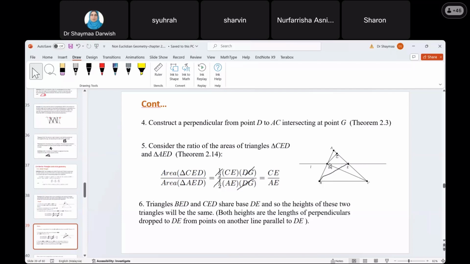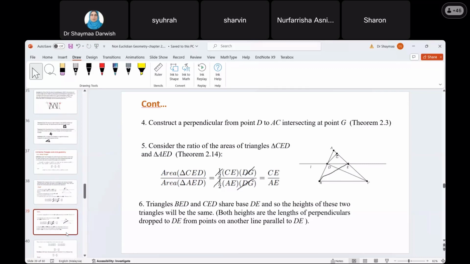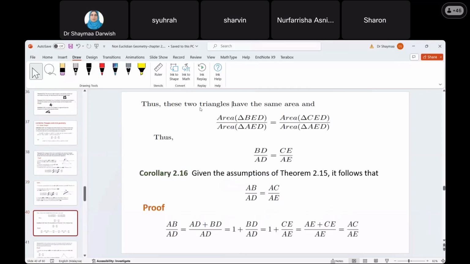We can drop the height to DE from the point to the line DE, which means that these two triangles have the same height and the same base. Since they have the same base and height, the area of BED equals the area of CED. They have the same area.